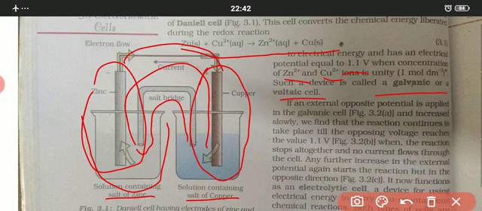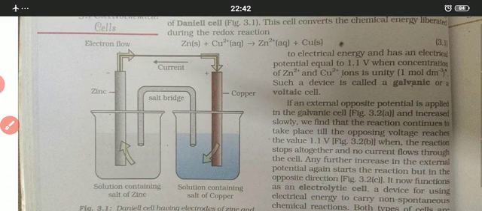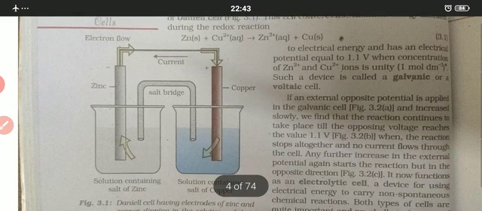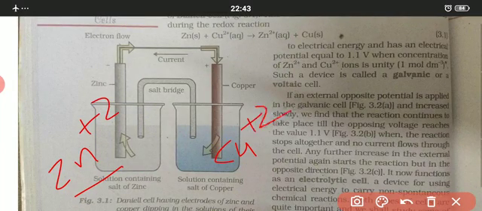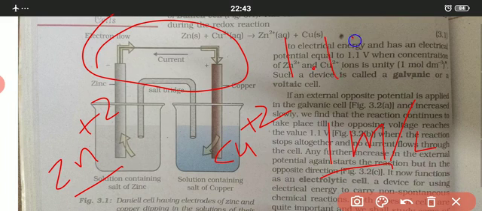So in this cell, if the concentration of Zn plus 2 and concentration of Cu plus 2 is 1 molar, okay, 1 mole per liter, then this cell potential is 1.1 volt. Such type of device is known as galvanic or voltaic cell.